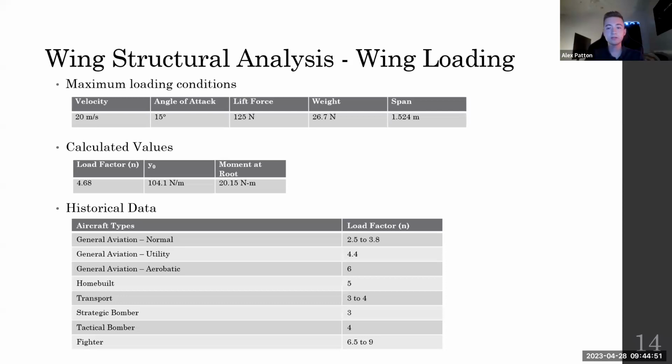So using those equations on the previous slide, we have a load factor of 4.68, Y0, which is a force distribution of 104 newtons per meter, and most importantly, the moment at the root of 20.15 Newton meters. I also want to bring up the historical data. As you see, our load factor falls right in line with that of utility, transport, even bomber aircraft, which are all meant to carry weight. This is important later on when we had to add weight during our test flights.